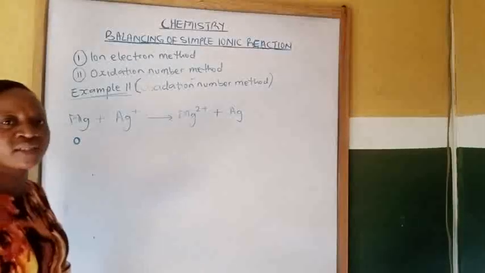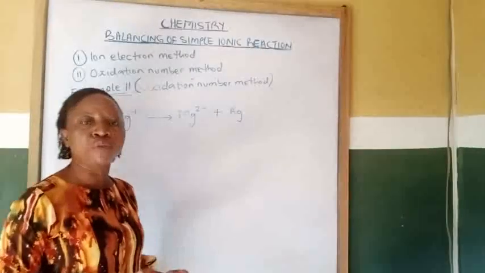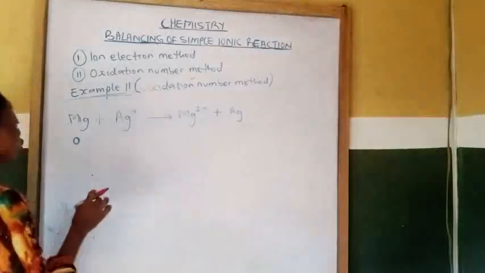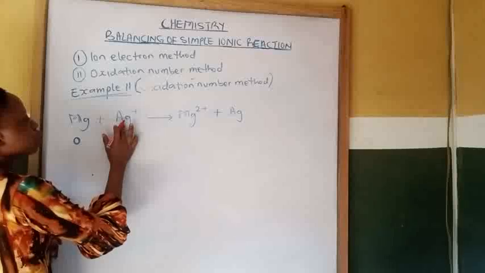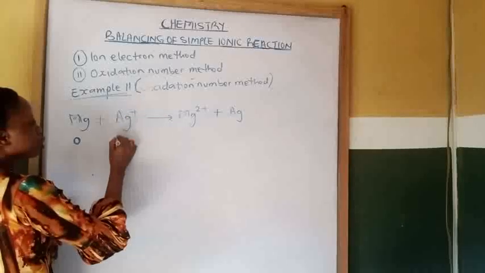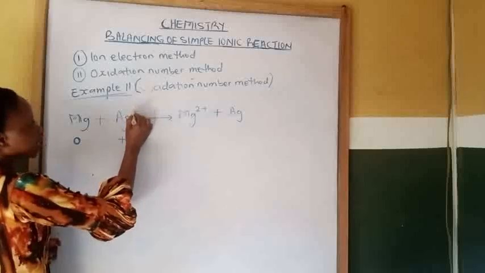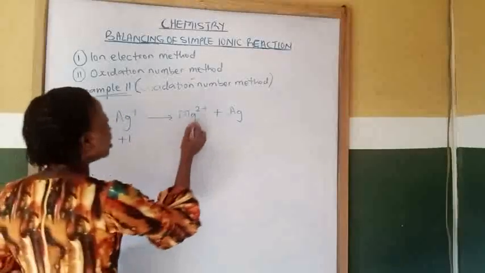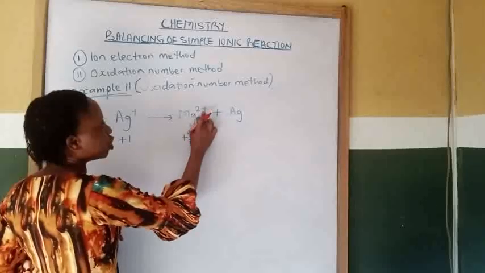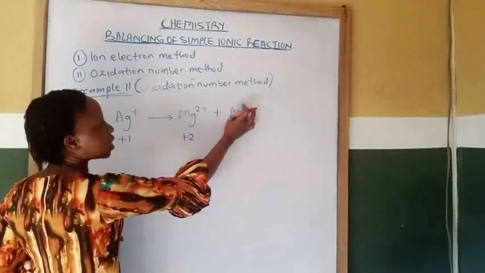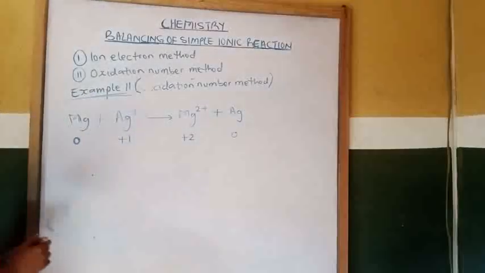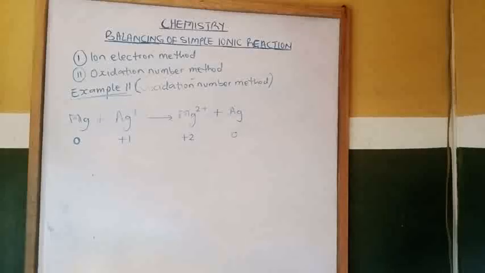Don't forget that I said the oxidation number of a free atom or molecule is equal to 0. Then the charge on this one will be the oxidation number. So we have plus, which is the same as plus 1. So the charge on this is plus 1. The oxidation number of magnesium here is plus 2, that is the charge on it. Then this one is a free atom with no charge, so the oxidation number is equal to 0.